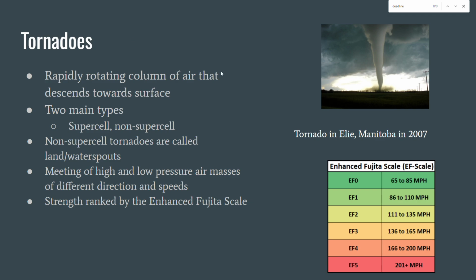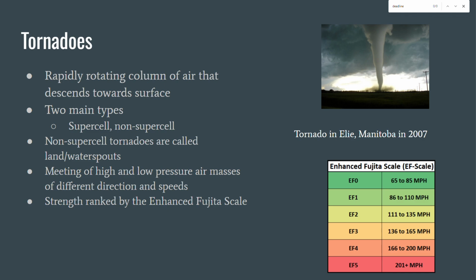So now we will talk about tornadoes. Tornadoes are rapidly rotating columns of air that descend towards the surface. There are two main types. The first one is supercell, which comes from rotating thunderstorms, and non-supercell, which comes from supercells that don't rotate. Non-supercell tornadoes are also called landspouts, and waterspouts if they form over water. They're formed with the meeting of high and low pressure air masses of different directions and speeds.